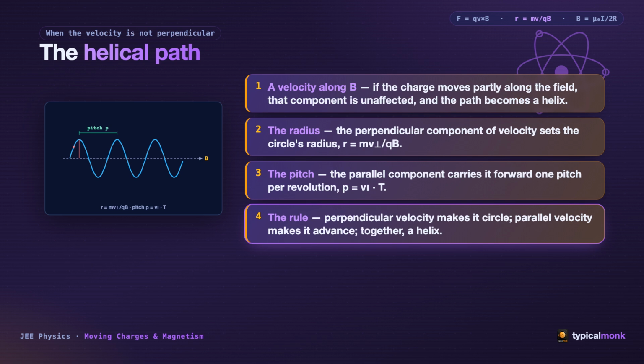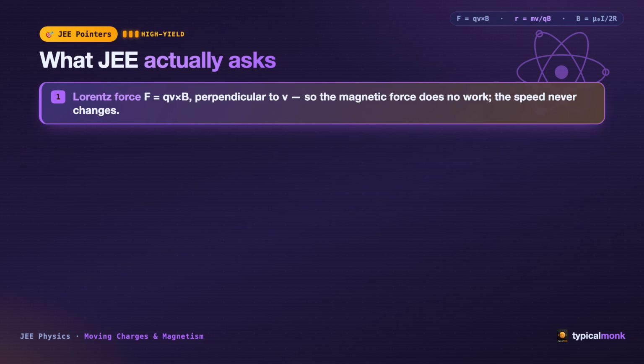The parallel velocity makes it advance along the field, and together they trace a helix. Now, what JEE actually asks. 5 pointers. 1. The Lorentz force F equals qv cross B, perpendicular to the velocity, so the magnetic force does no work and the speed never changes.